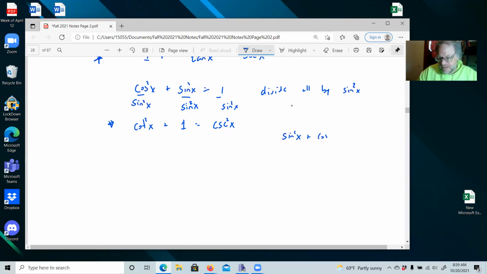But you guys are allowed to swap. And then we have tangent squared x plus 1 is equal to secant squared. And then you have cotangent squared plus 1 is equal to cosecant squared. So this is the order they're typically written in.